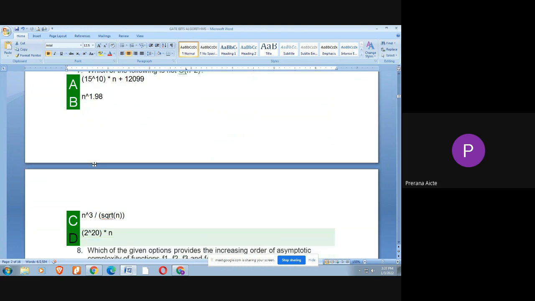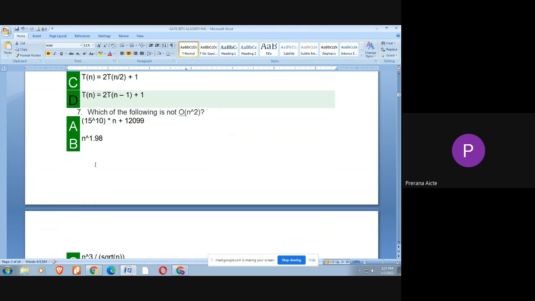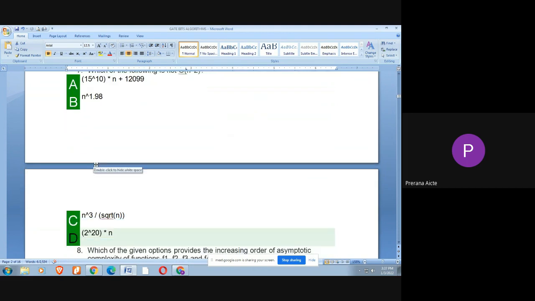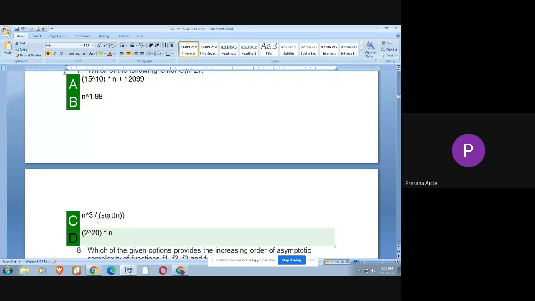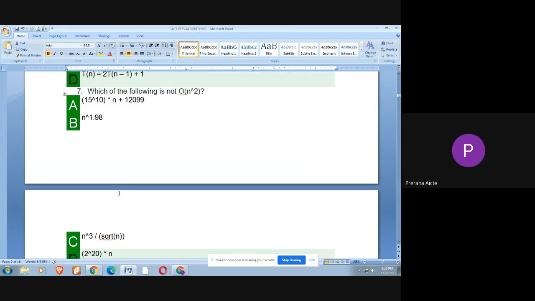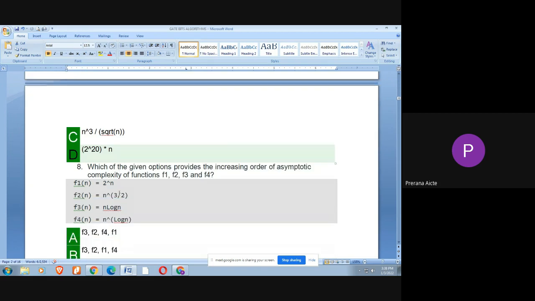And here we have option C, n cube by square root of n. If we solve this, it is going to be n power 2.5, which is higher than order of n square. The remaining are approximately order of n square, but option C is going to be n power 2.5, which is higher than n square. So it is not in the order of n square.